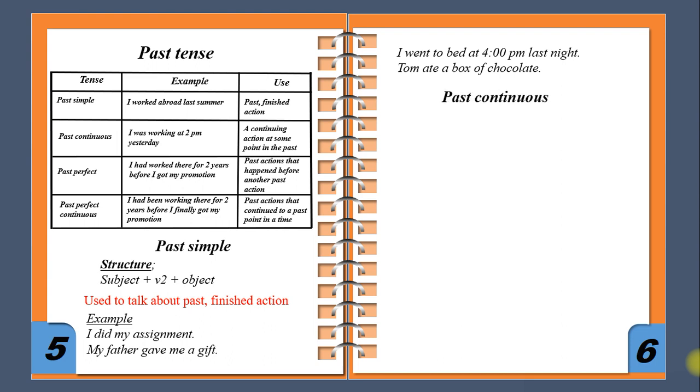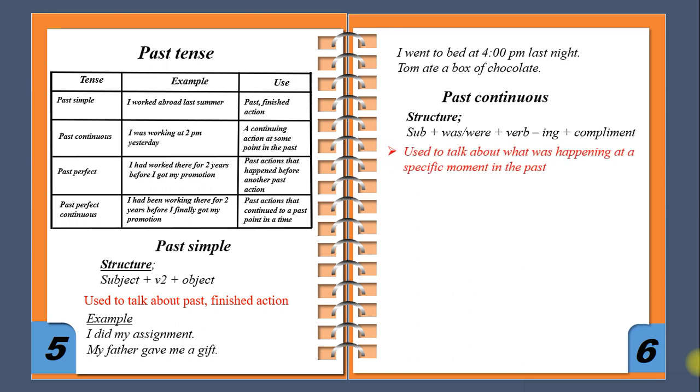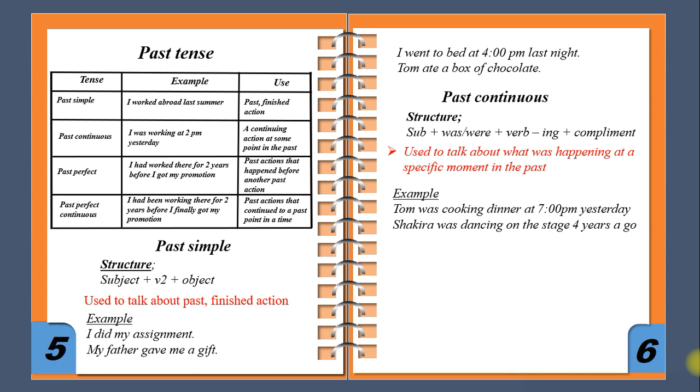The next one is past continuous. Structure: subject plus was or were plus verb-ing plus the complement. And it's used to talk about what was happening at a specific moment in the past. Look, for example, Tom was cooking dinner at 7 p.m. yesterday. Shakira was dancing on the stage 4 years ago.